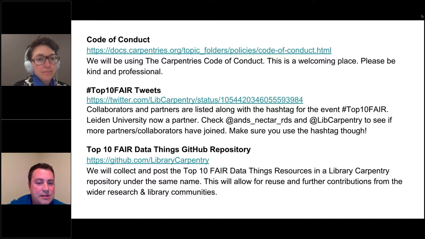The last thing to mention is that at the conclusion of all this, once we've created these 10 FAIR data things resources, we'll move all these resources from the collaborative docs that people are using on Google to a repository where people can continue to collaborate and reuse the material in various ways. We'll be moving that to a Library Carpentry repository. So this concludes the sprint logistics part. I'll move on to Liz.